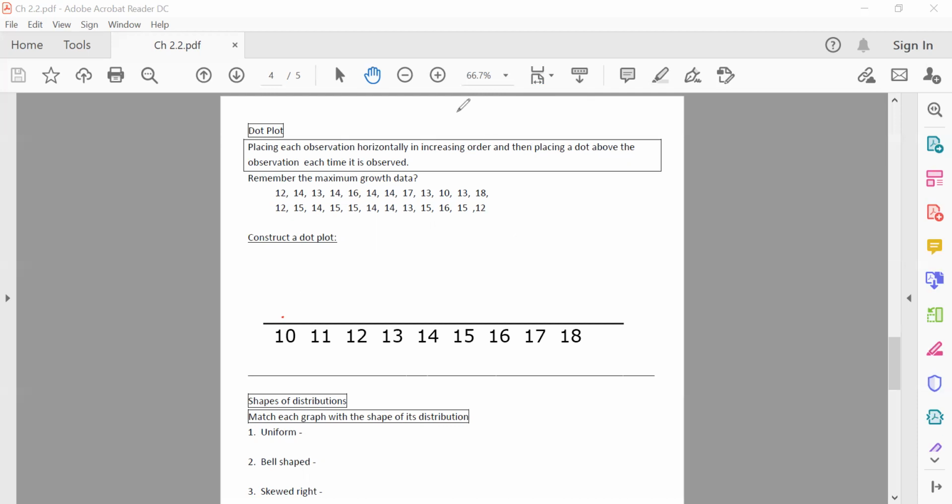So that's 10. 11. There's actually no 11s, it looks like, in this data. So we completely skip it. 12. 1, 2, 3 12s. So I'm going to put 3 dots above it. I'm going to try again to make sure they're equally spaced so I can see the effect that I'm going for. It's like a pseudo histogram almost. 13s, I got 1, 2, 3, 4 13s. So I'm going to put 4 dots above it. Very straightforward.